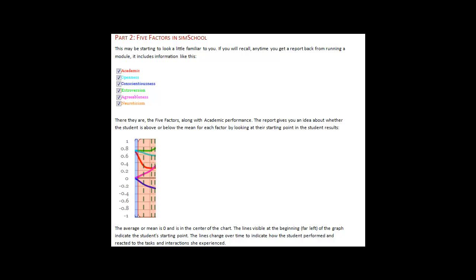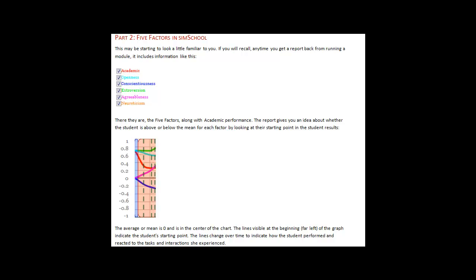And if you look below here, I have just a piece of a little chart, and you can see the scale. The norm is 0, and you're either above it or below it. In this case, the learner started at 0, or at average, or above average on all of these facets: the 5 factors as well as academic performance.